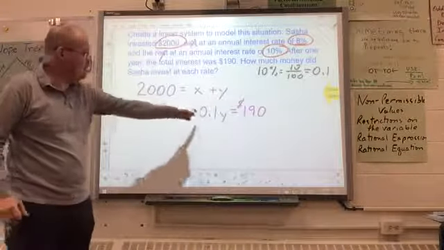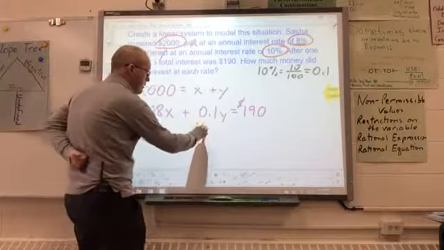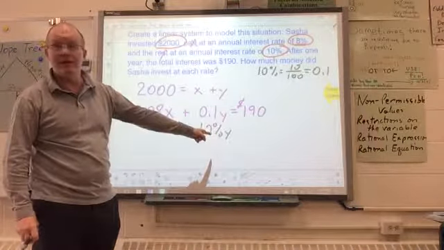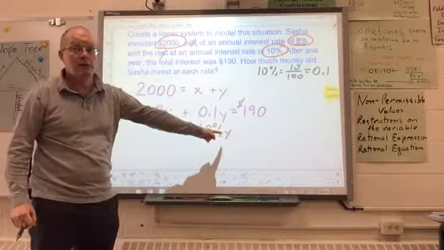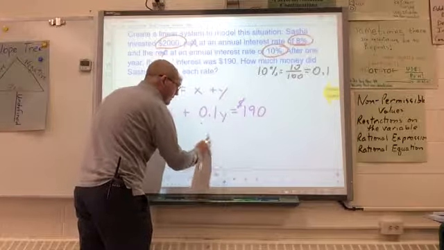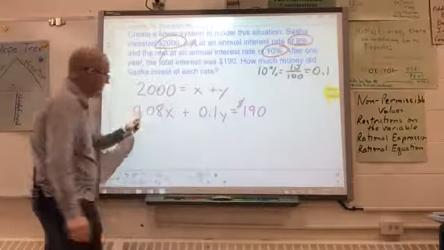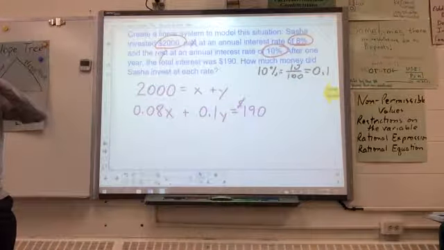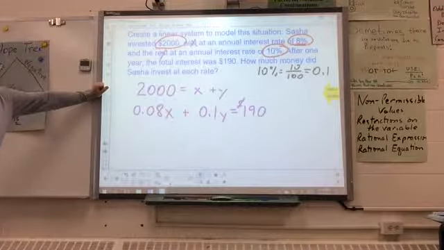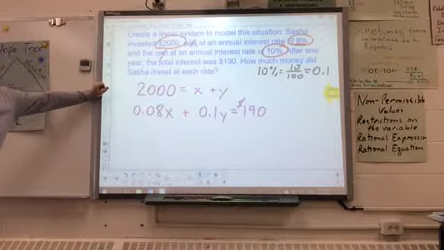Now, if you want to call that 10% times Y, I'm okay with that. As long as you realize that in the calculation, it's 0.1Y. But a lot of people get confused by that, so I just write it as 0.1 instead of 10%. So 8% is 8 of 100, 0.08. It's always based off 100. This is one of those things from the good old days when you bought paper by the square inch. It was an abbreviation we used.